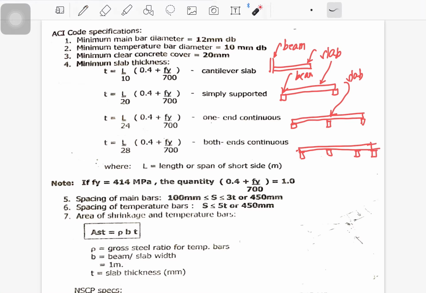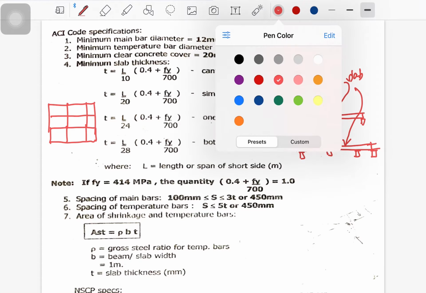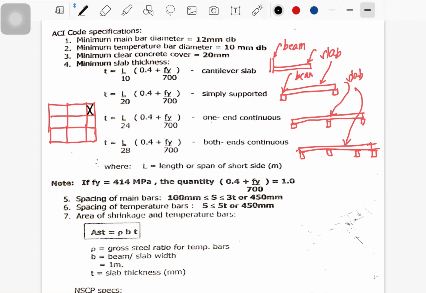So if you consider this span, or if you consider this slab, for its ends, that is continuous. Sometimes you are given a plan, considering the slabs.